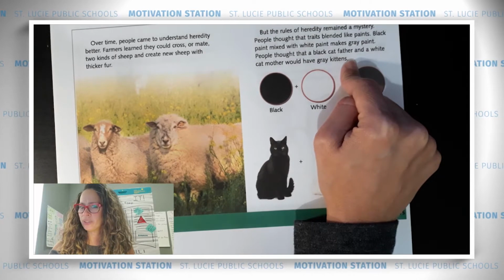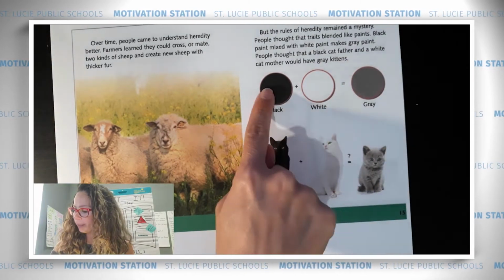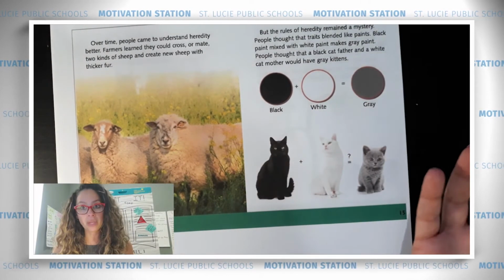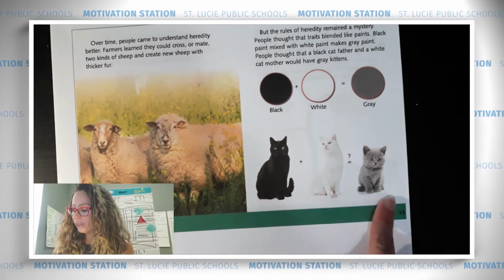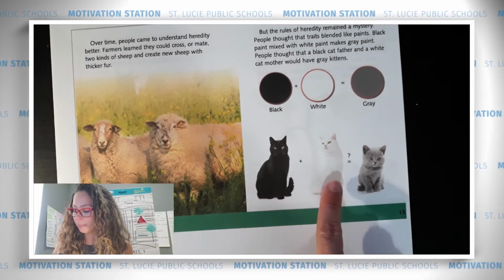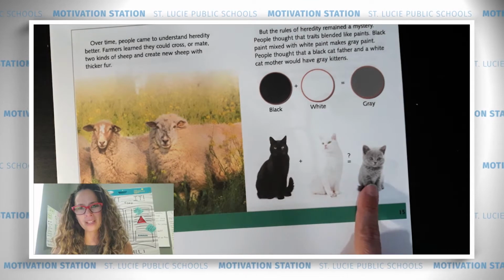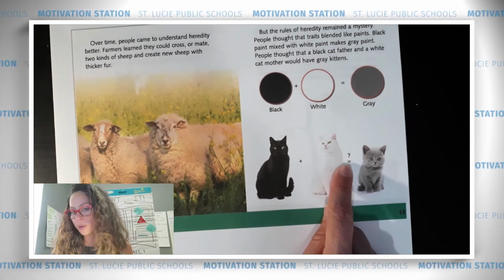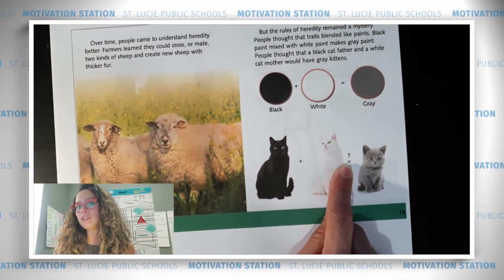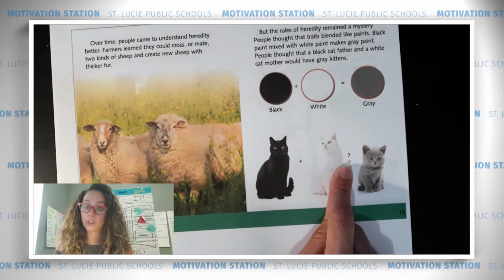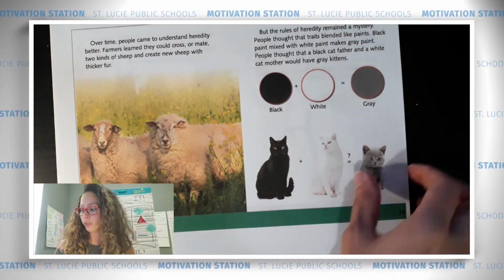Let's look at this picture and see if this is true. So black plus white, we all know that is gray. Look at that. So black plus white equals gray? There's a question mark. Does this say that this is true? It doesn't. It has a question mark. So we have to keep reading to see if this is true.